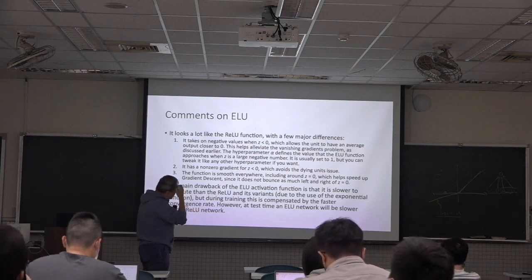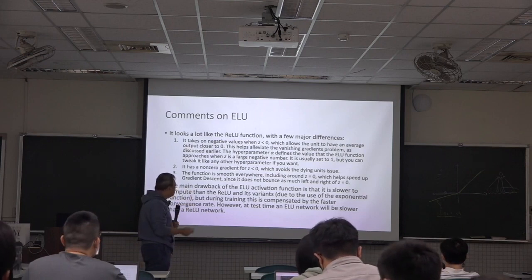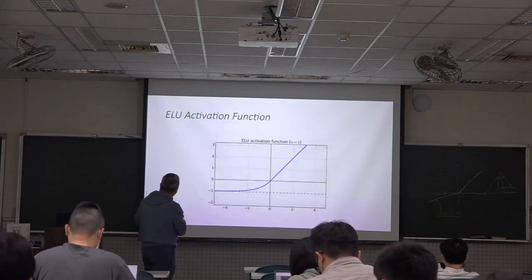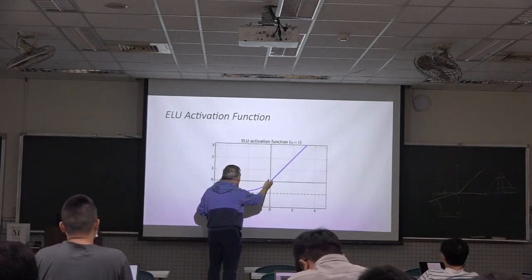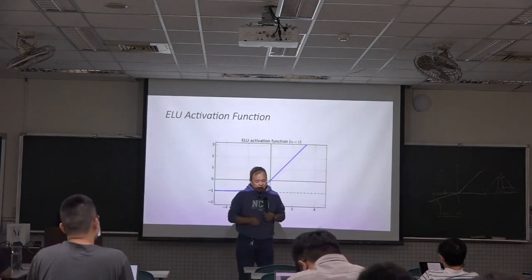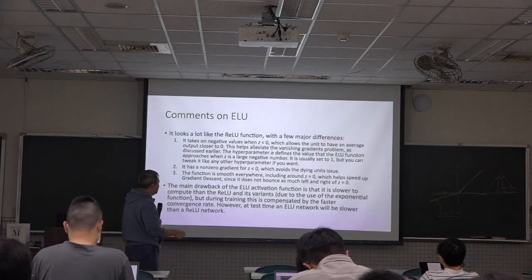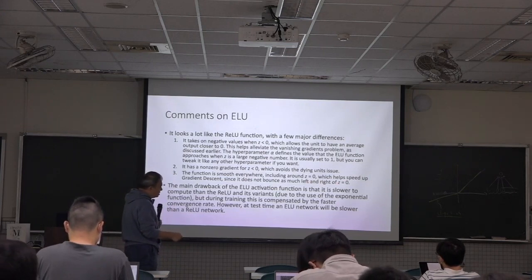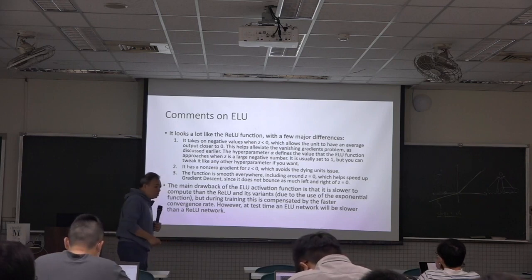Originally for the ReLU, we know when z is zero, that point is a turning point. I mean, it is non-differentiable. But for the ELU, this place is differentiable, which is nice. You don't have that issue. So it does not bounce as much left and right when the weighted sum is close to zero. So there are so many advantages for ELU.